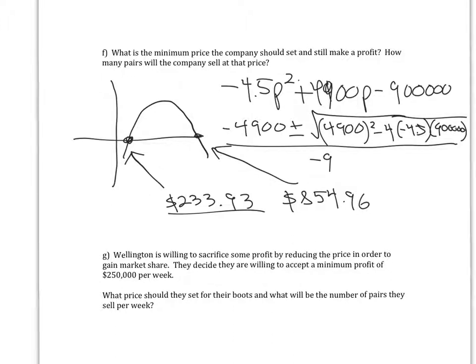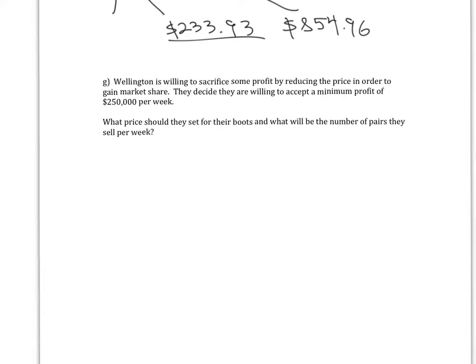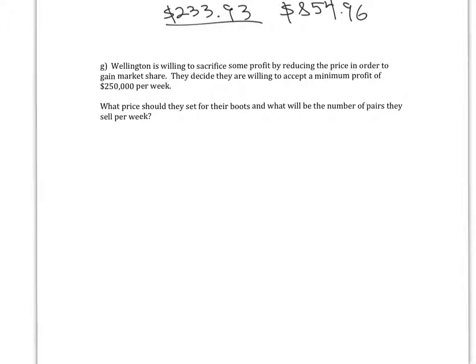Okay, let's take a look at this next question here, which is that Wellington is willing to sacrifice some profit by reducing the price in order to gain market share. They decide they're willing to accept a minimum profit of $250,000 per week. What price should they set for their boots, and what will be the number of pairs they sell per week?